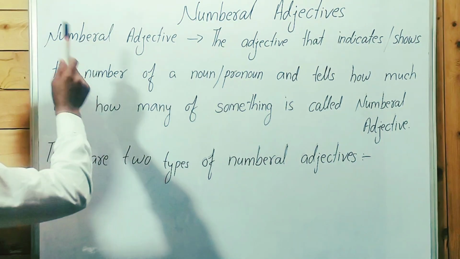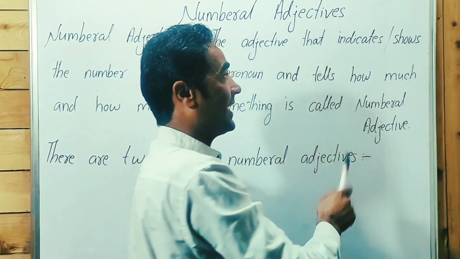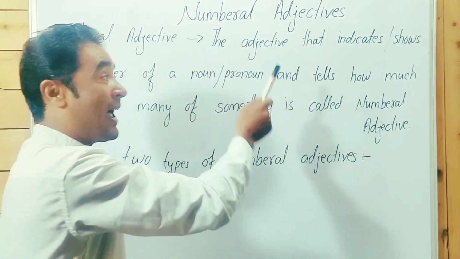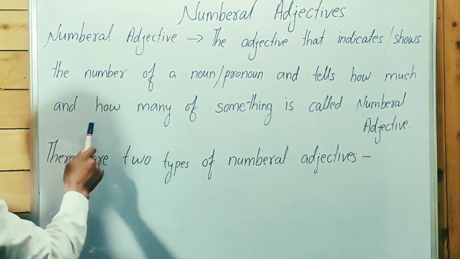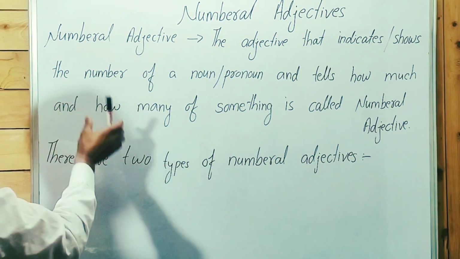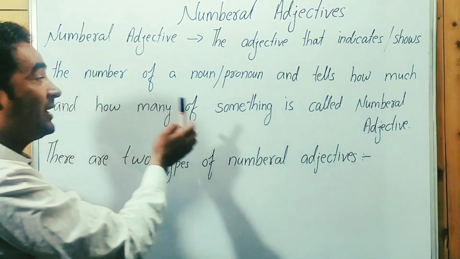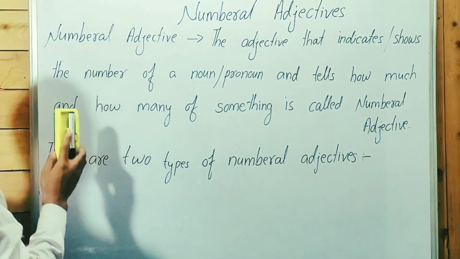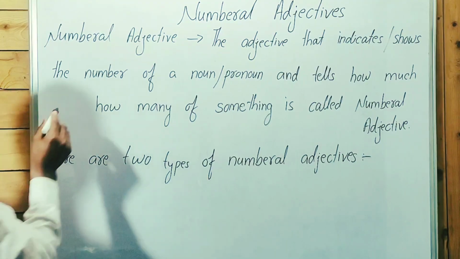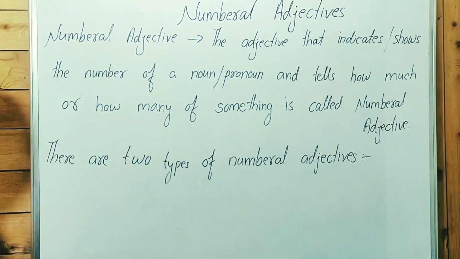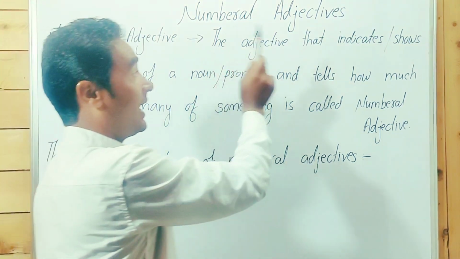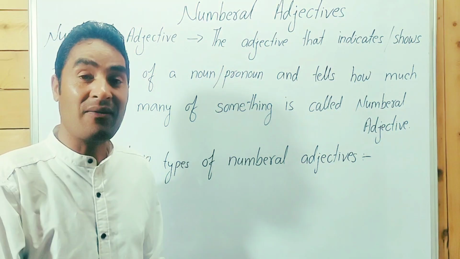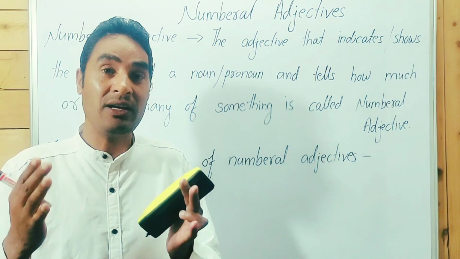Guys, numeral adjectives. The adjective that indicates, that shows the number of a noun, the number of a pronoun, and tells how much and how many. Point to be noted: how much or how many of something is called numeral adjective. Here I have to say or, not and, it's or. I repeat, the adjective that shows the number of a noun, the number of a pronoun. It could be a noun, it could be a pronoun.